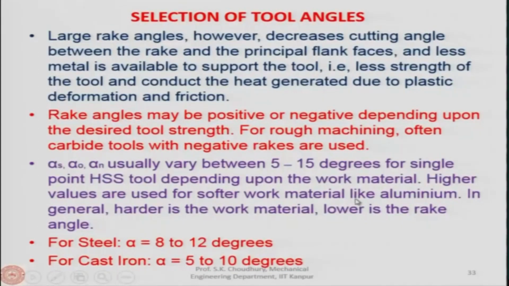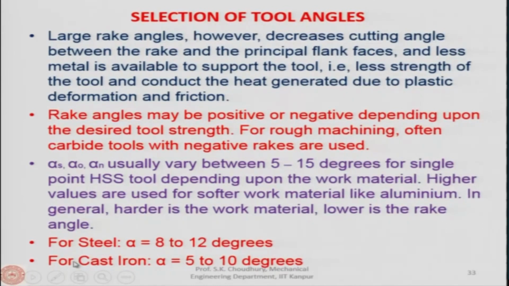Higher values are used for softer work material, as I said, like aluminum. In general, the harder the work material, the lower the rake angle. That is the thumb rule: the harder the work material, obviously the tool has to be stronger and the rake angle is smaller.